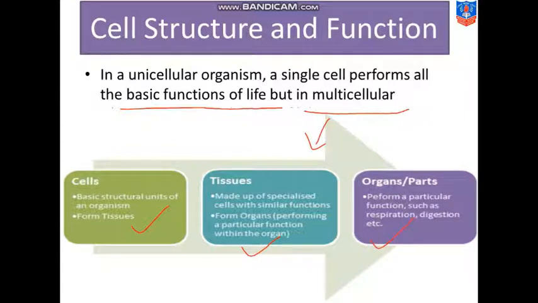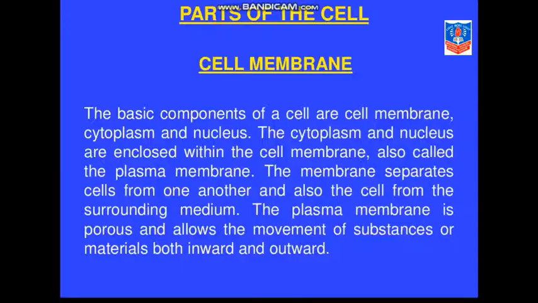And organs further form the organ system. This is the hierarchy in our body. Cells of the same shape form tissues, tissues together form organs, and organs together form an organ system. Very important. Now, next is parts of the cell. We studied about the discovery of the cell, shape, size, and number of the cells. Now, let's see some parts of the cells.